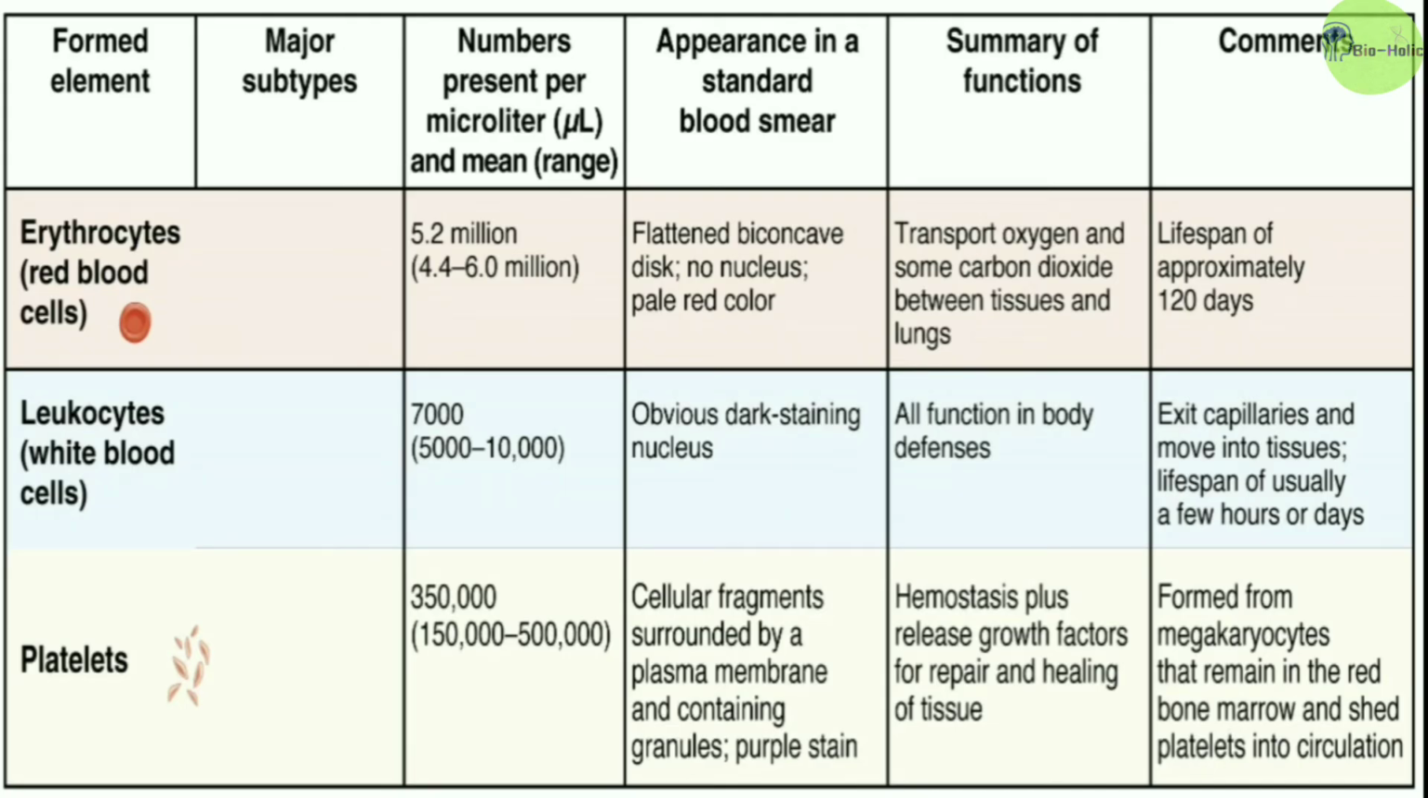And the cellular parts, the RBC, mainly help in transportation of oxygen and carbon dioxide between the tissues and the lungs. The leukocytes or white blood cells have various functions, and the platelets mainly help in formation of the hemostatic plaque and release growth factors for repair and healing of the tissues.